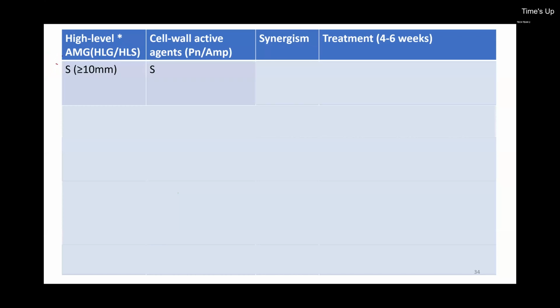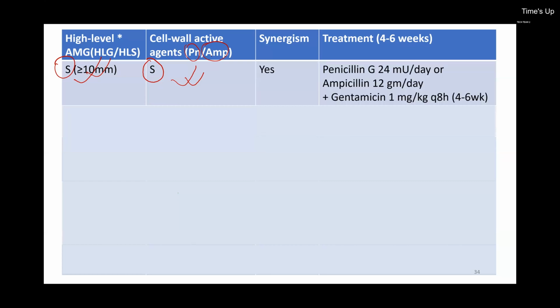Suppose we have a synergy susceptible and we have a cell wall acting agent like penicillin or ampicillin also coming as susceptible. Then what's the scenario? In those cases, because synergy is going to work and my antibiotic is susceptible, both are effective on Enterococcus, so the synergism is going to act for sure.